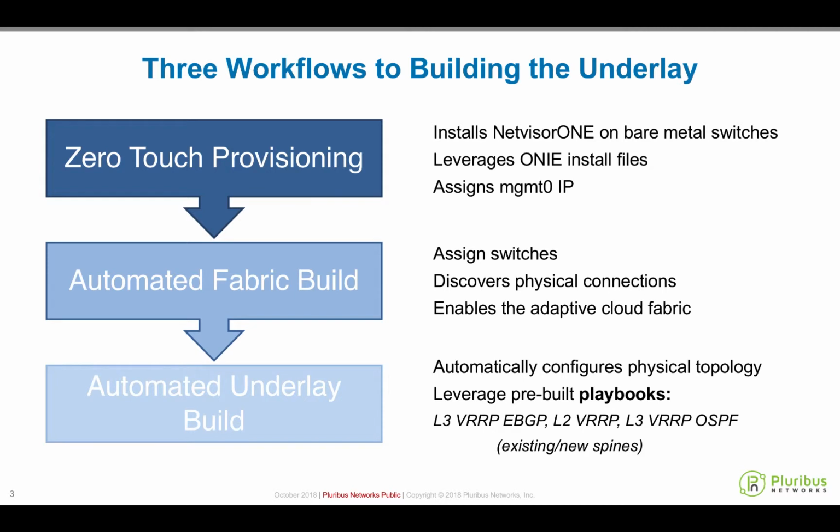During the switch provisioning process, UNUM will leverage the Open Network Install process to apply the NVOS operating system to a bare metal switch, as well as assign a management IP. Once the process is complete, the new switch will be ready to be added to a fabric.